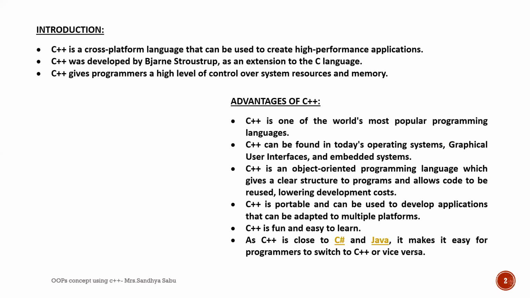C++ is considered a cross-platform language because it can be used to create high-performance applications. Here are some of the advantages of C++. First, C++ is one of the most popular programming languages. It can be found in graphical user interfaces. It is an object-oriented programming language. It is a portable language. It can be used on any platform and it is easy to learn.